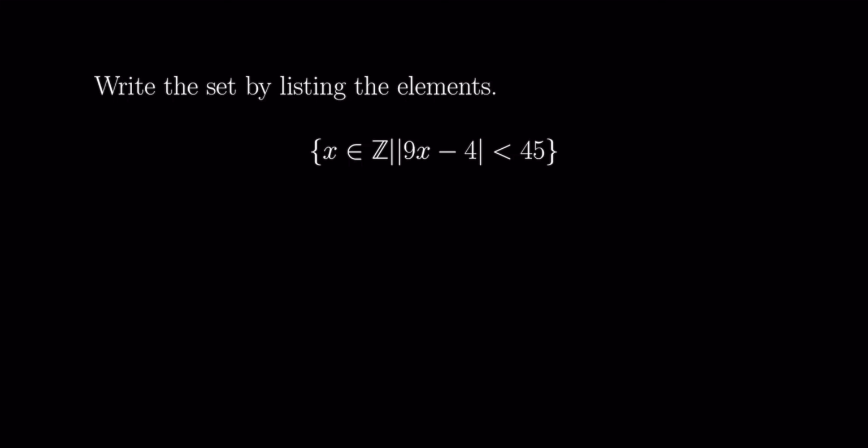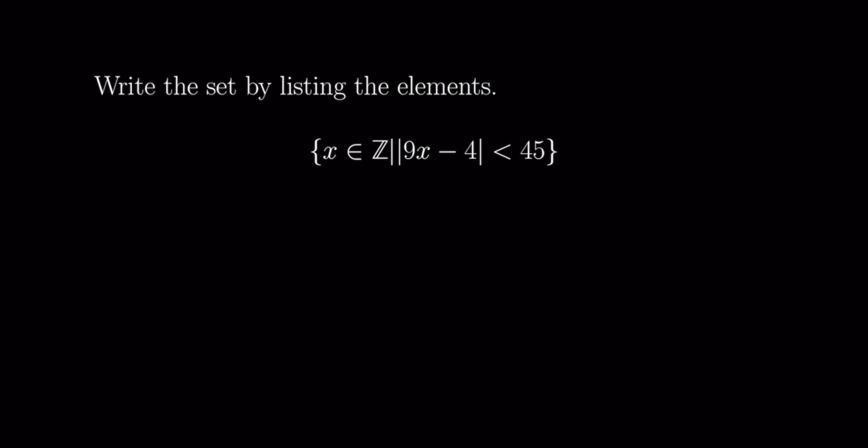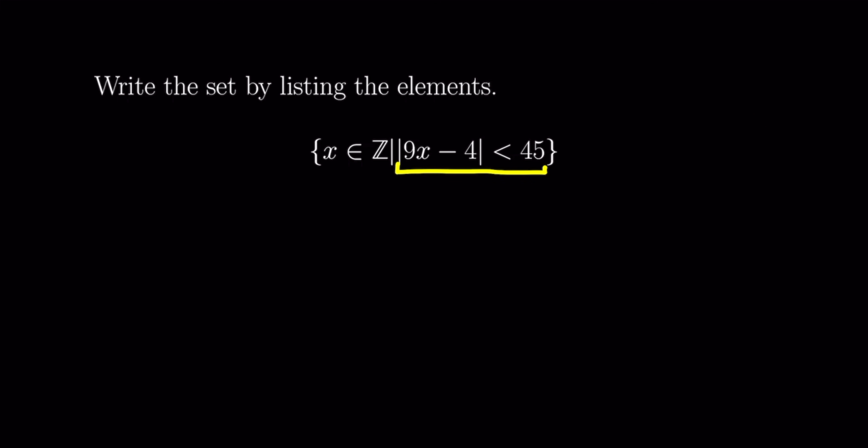So let's look at this first example. We want to write the following set listing the elements. This set is given in set builder notation at the moment, and we'd like to change this to something called roster notation. So let's start by focusing on this inequality that is defining the entries here. Our inequality is absolute value of 9x minus 4 is less than 45. Let's solve that inequality first, and then we will take care of the fact that we're really just looking at integers here.